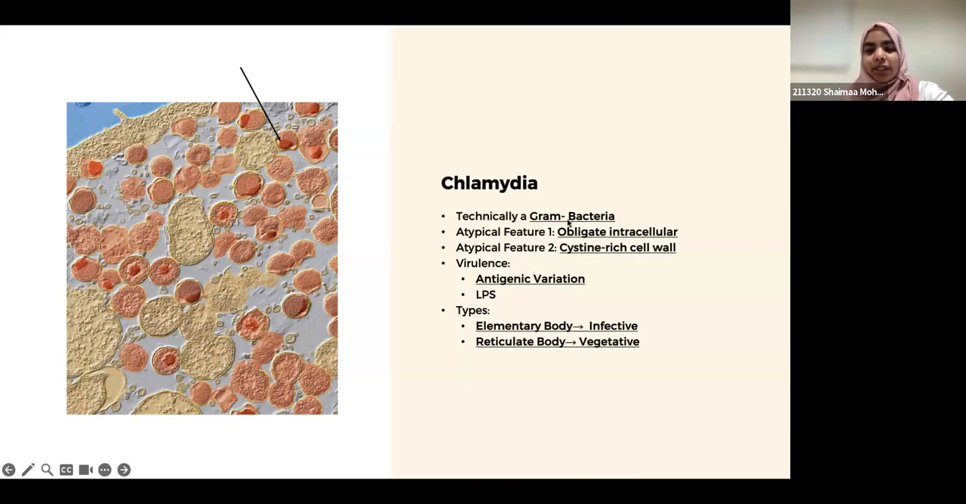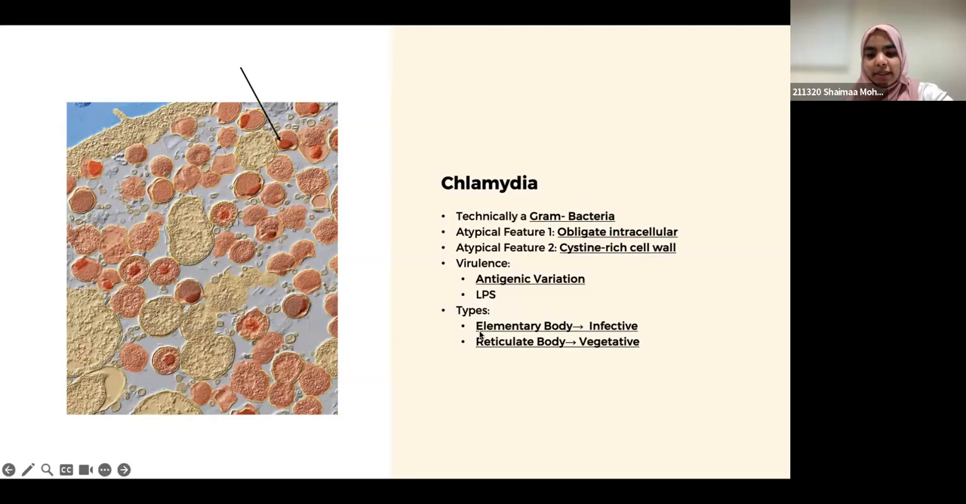Another question: what other bacteria is an obligate intracellular other than chlamydia? Gonorrhea is intracellular, but something that's obligate intracellular? Yes, rickettsia. Rickettsia is another obligate intracellular.